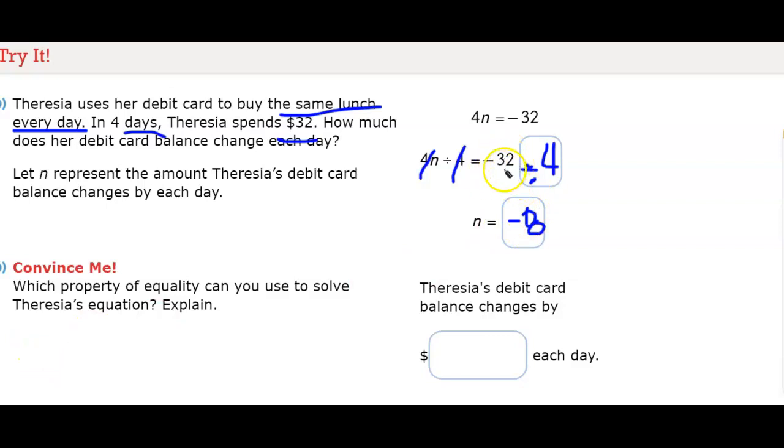which is going away. She no longer has that money. So negative $8 is going to be the amount of money she is spending every day for 4 days. So her debit card balance changes by $8 every day.